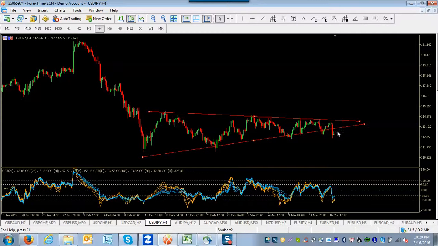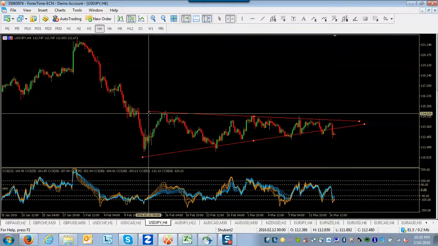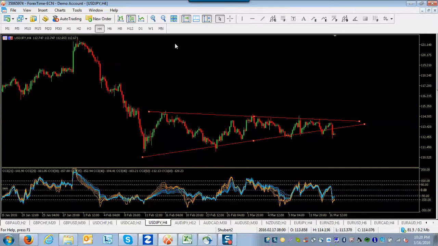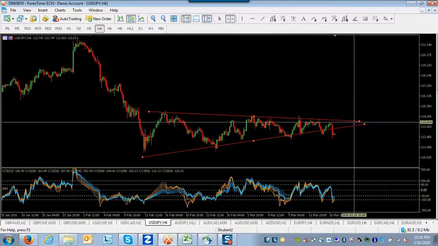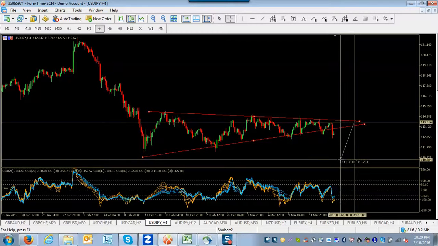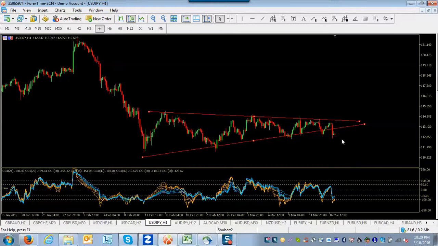If this comes back up and tags this and down. You can see we're running out of room inside this triangle. So at some point, I was expecting this to break to the downside. And once it does, expecting probably about at least a 350 pip move to the downside, which takes us down to about here. So we'll have to watch this.